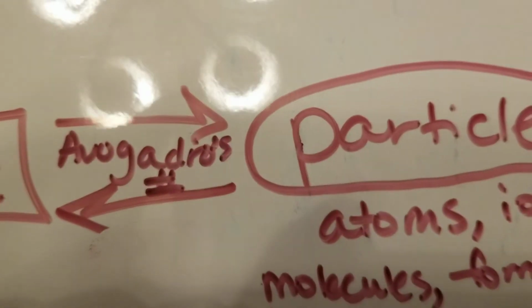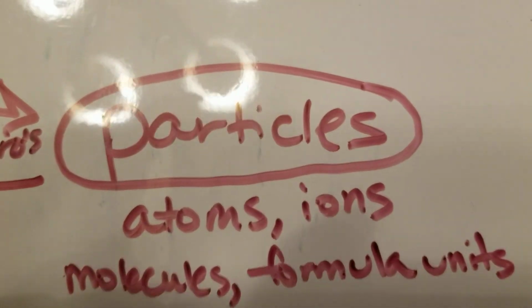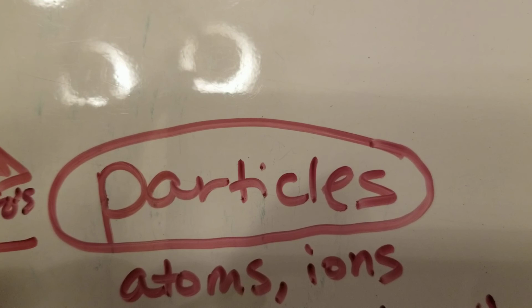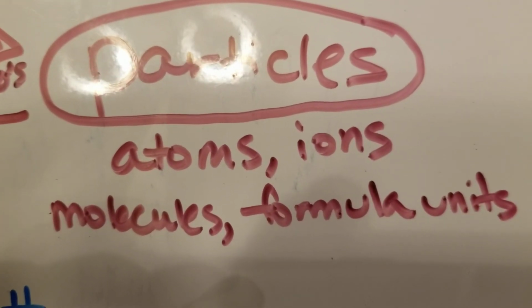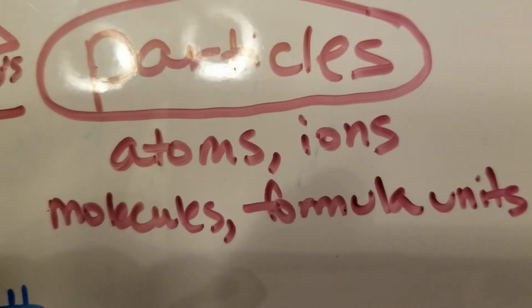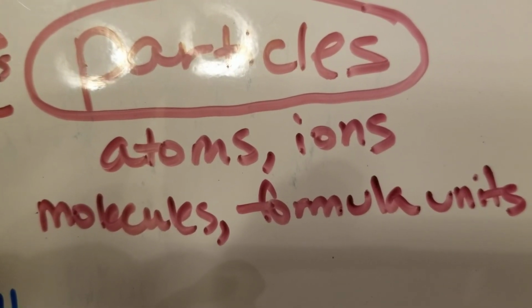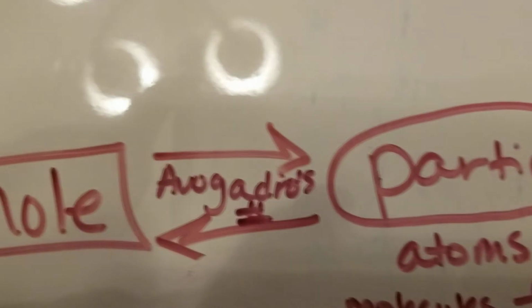And so if you are trying to convert to particles, particles are going to be any of these four things. Particles can be atoms, ions, molecules, or formula units. We'll talk about that when we're doing these three problems.